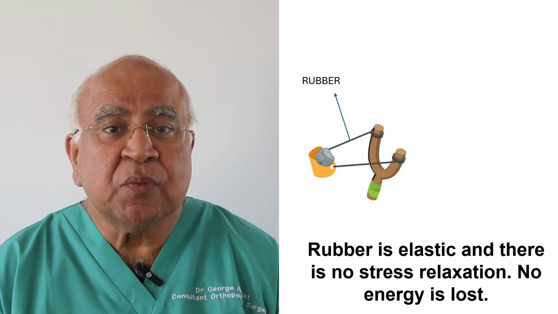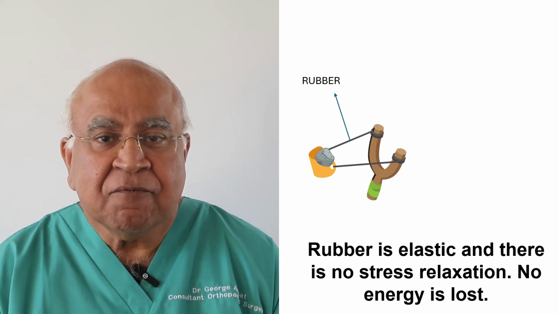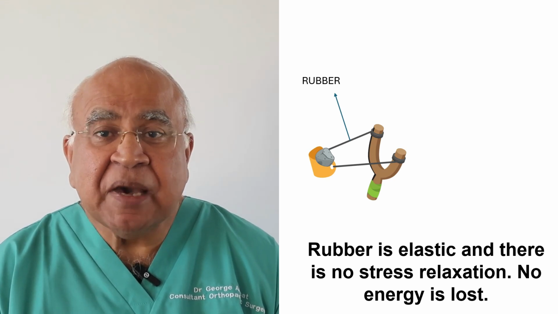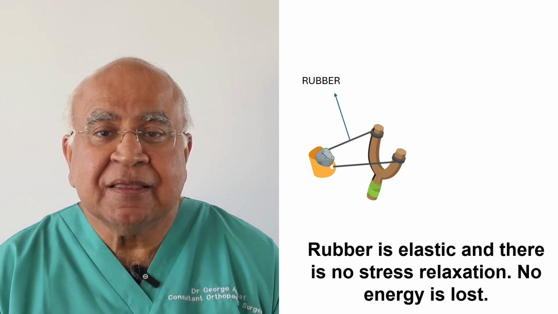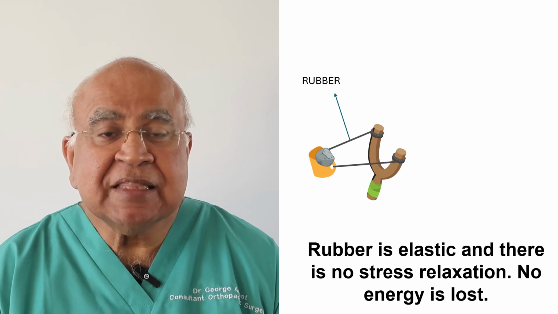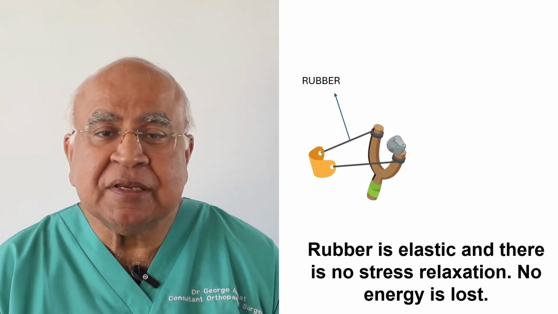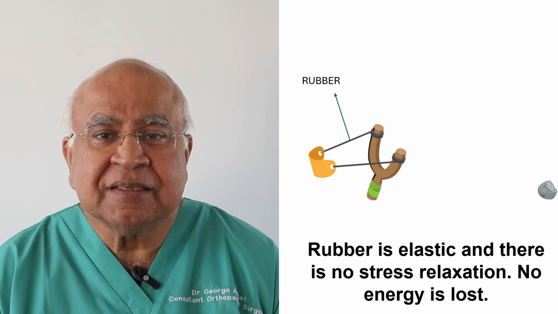Imagine a slingshot with a rubber band or an elastic material. When you pull the rubber band, it becomes tight. By stretching it, you store potential energy in the rubber. When you release it, that stored energy is transferred to the shot, sending it forward. This is how a slingshot works.